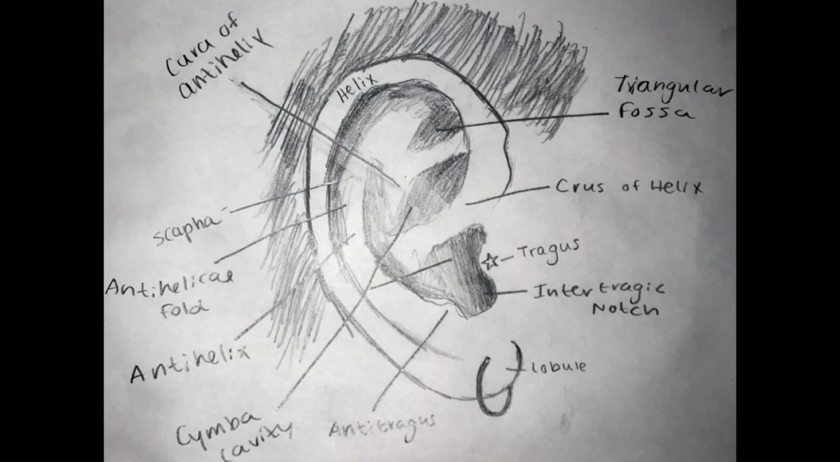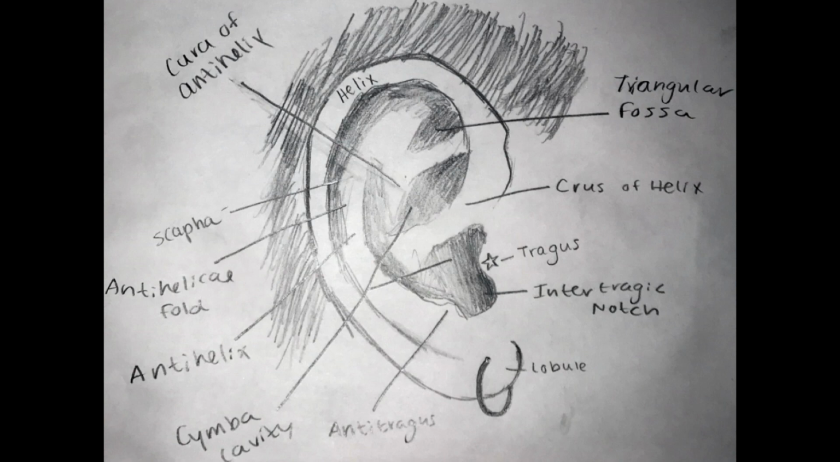The bottom of the ear is the lobe. Also in this area we have our tragus and antitragus, which kind of mirror each other as projections on the lower ear. The tragus is a little bit more anteriorly positioned in relevance to the antitragus.